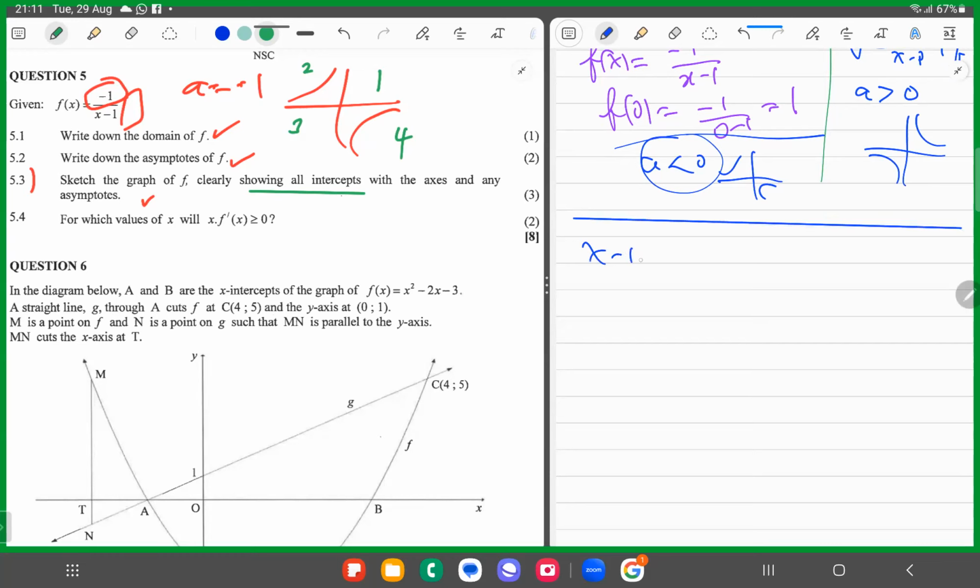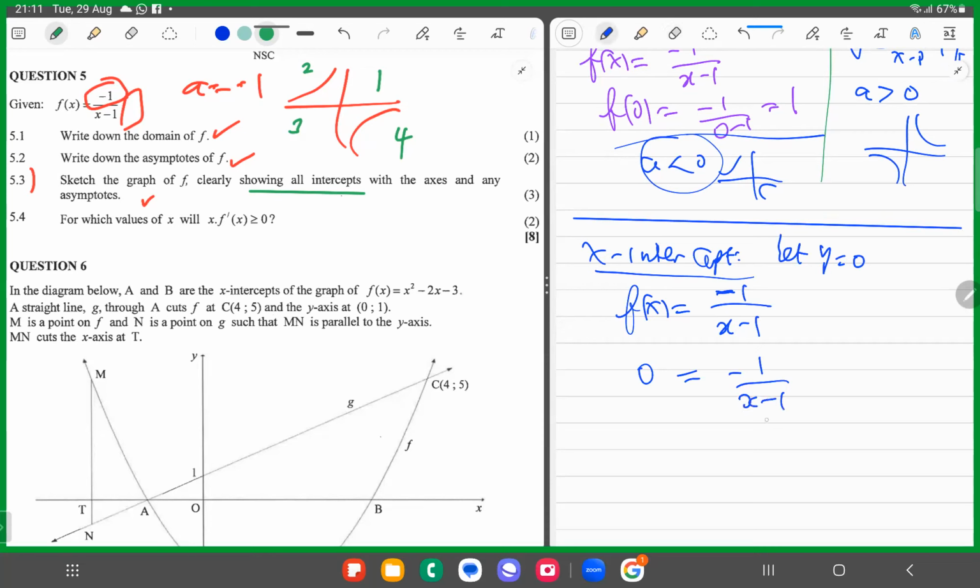If the student says, okay, what is the x-intercept of f? What will they get? So you let y be 0, which is -1. When y is 0, you have this. You cross multiply and you have 0 is equal to -1. This is not true because 0 is not equal to -1. So it means that this graph has no x-intercept.